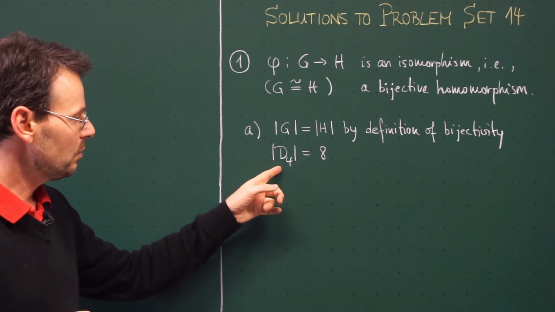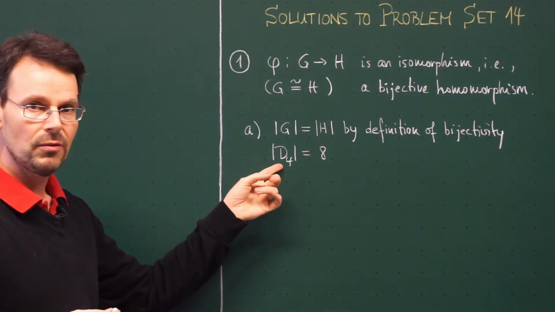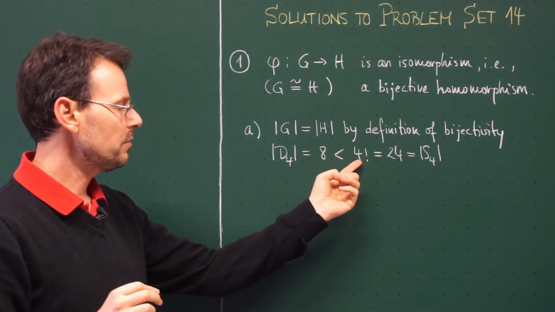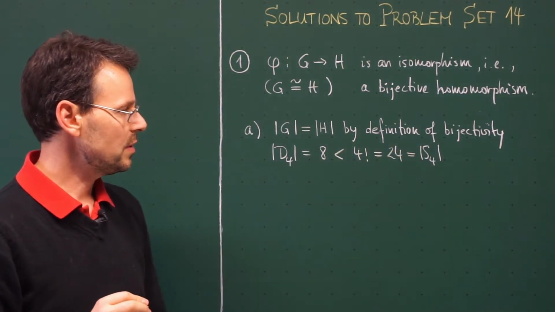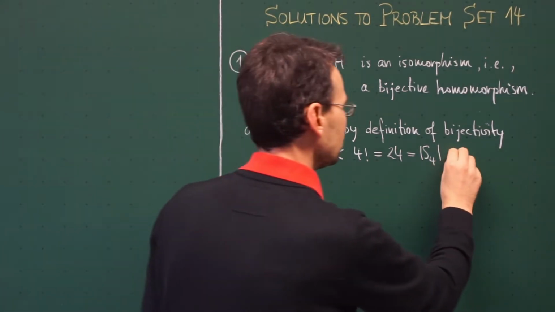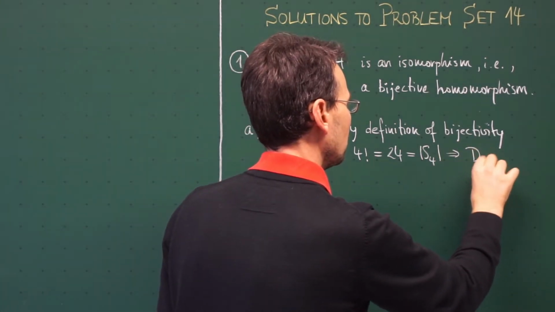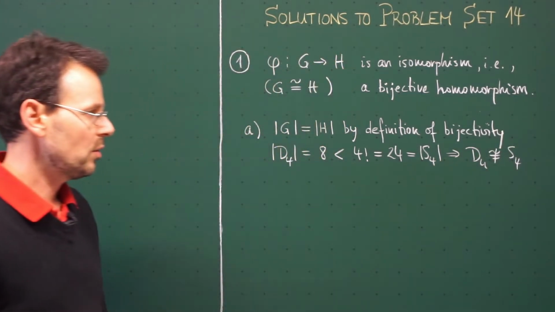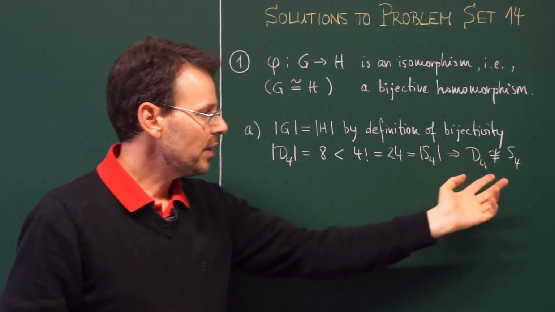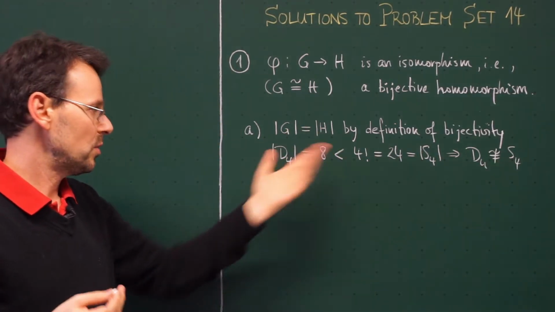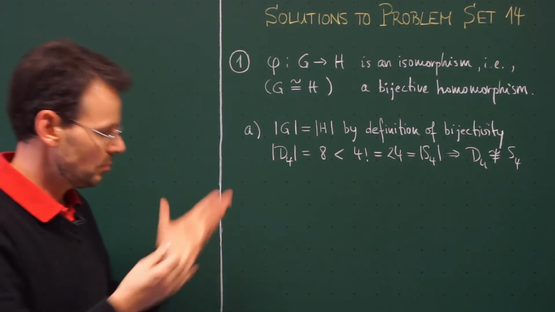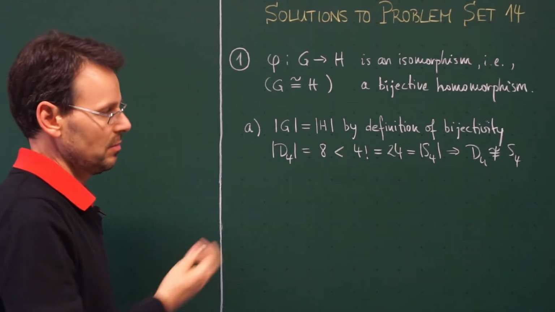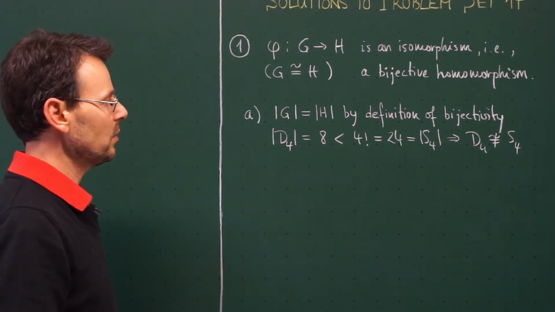And then of course, we know that the dihedral group of the regular four-gon, or the square, has 8 elements, and this is less than 4 factorial, which is 24, which is the order of S4, hence those groups cannot be isomorphic, because if they were isomorphic, they would have the same order, which they don't. So this is the first indication when groups are not isomorphic, simply when they are of different orders.